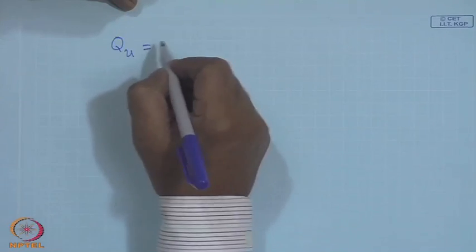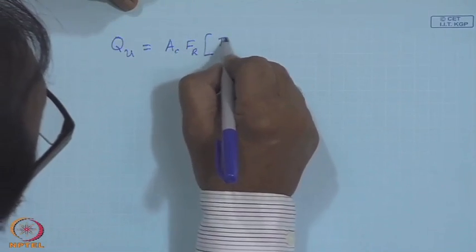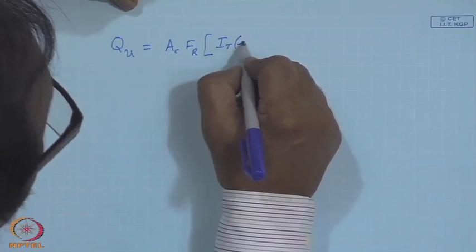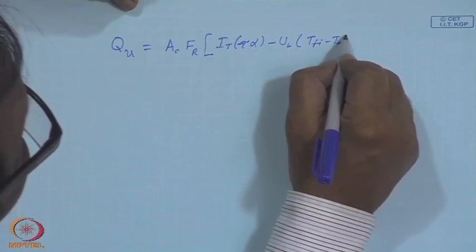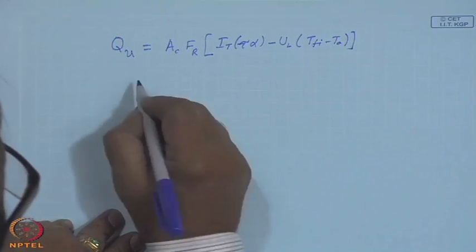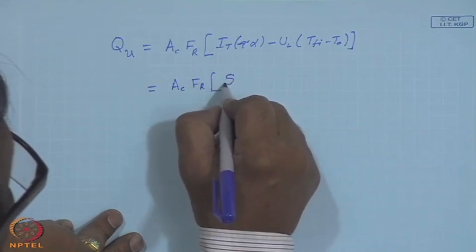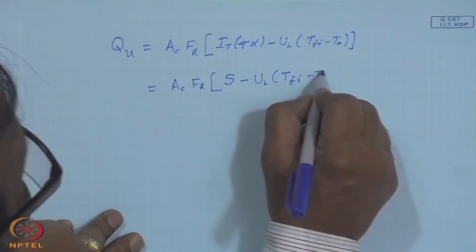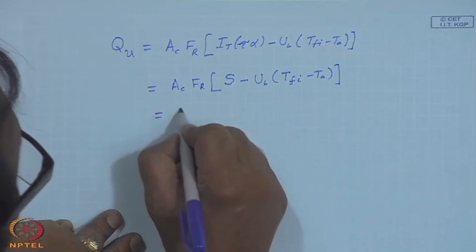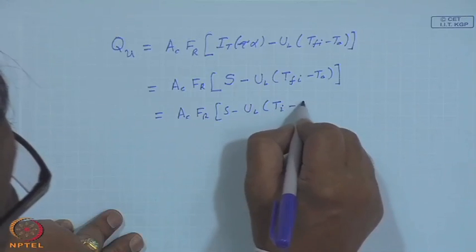Now, if you look at it finally, Qu has been expressed as A_C F_R times [I_T tau alpha] minus U_L into (T_I minus T_A), where F_R is the heat removal factor. In another notation, we may write it as S A_R, where S is the absorbed energy, minus U_L into, we will drop that fluid T_F_I, (T_I minus T_A), which simply is written A_C F_R [S minus U_L into (T_I minus T_A)].